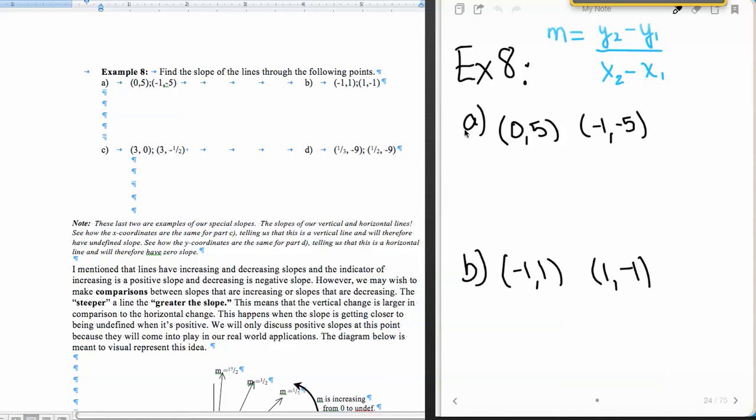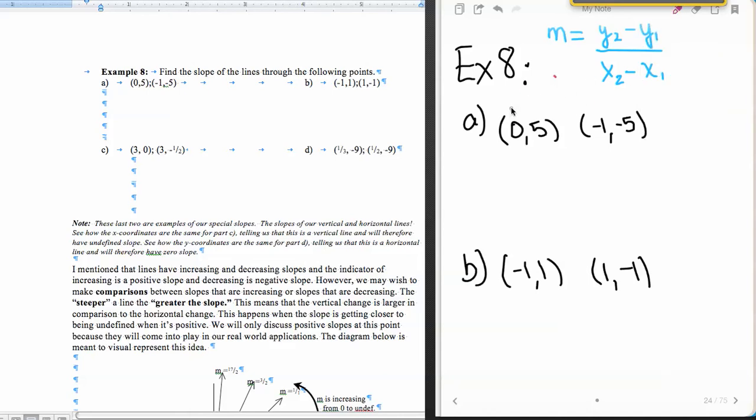Section 3.3 continued. Now we're going to use the slope formula to compute the slope of a line given two ordered pairs that satisfy the line. So here's our slope formula just to remind you. And our first set of ordered pairs that we're going to find the slope for the line that goes through these ordered pairs is (0, 5) and (-1, -5).